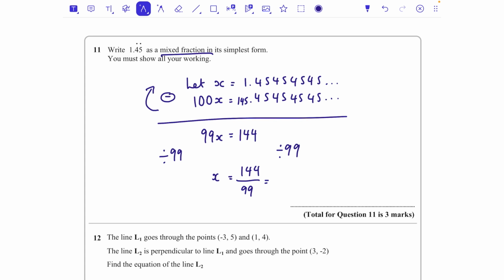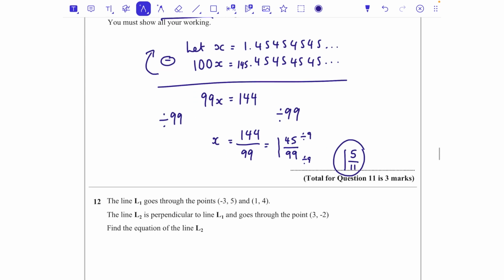We want this as a mixed fraction, so we know that 99 goes into 144 one whole time, with 45 left over out of 99. But both of those values are in the 9 times table. So my final answer is 1 and 5 over 11, because I'm dividing that by 9 to get 5, and I'm dividing that by 9 to get 11. So 1 and 5/11 as your final answer there.